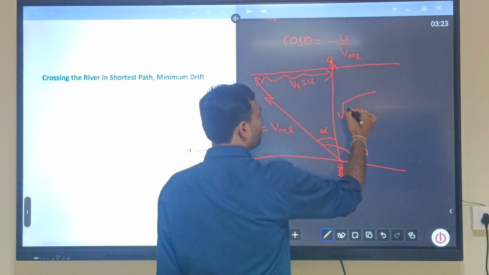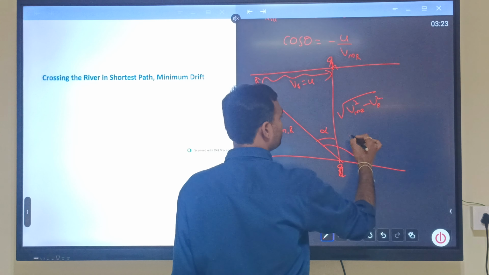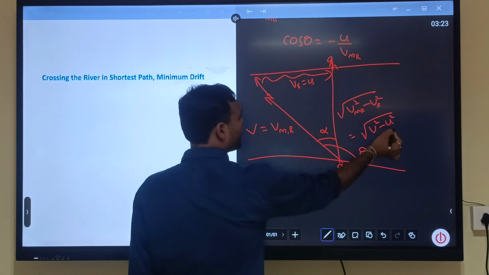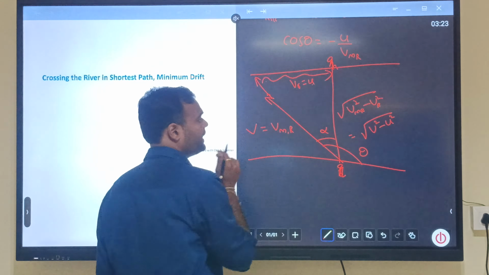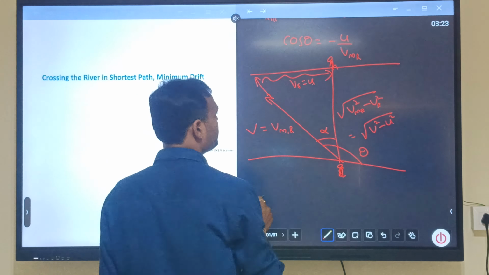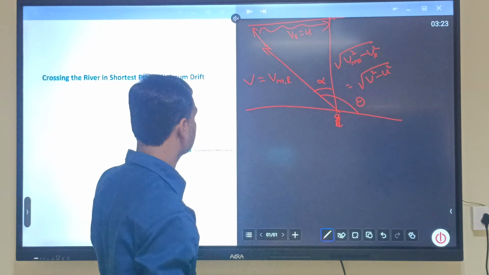Now this will be the square root of VMR square minus VR square, which we can consider as V square minus U square, because VR I am considering as U, VMR I am considering as V, under root of V square minus U square. Right?